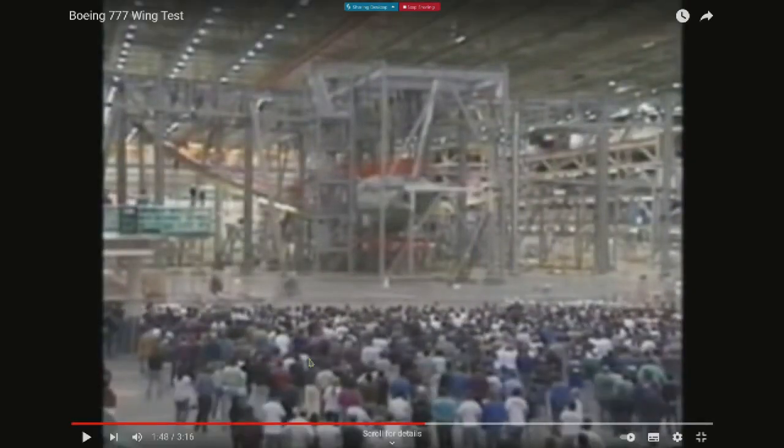This image will give you a context of it. So this is the fuselage here, and you can see the amount of bending the wing has taken place. So still not failed.